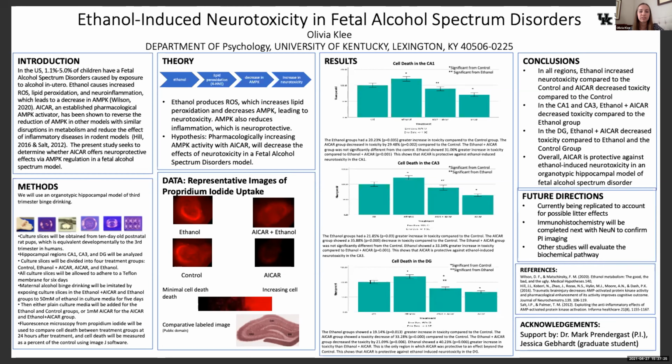This experiment is currently being replicated to account for possible litter effects. As far as future directions, we want to confirm the PI imaging with immunohistochemistry using NeuN, which is a marker of cell life, whereas PI was a marker of cell death. NeuN is a reliable marker for mature neurons. It stains Fox3, and we want to see that the NeuN results are inversely correlated with the PI stain.